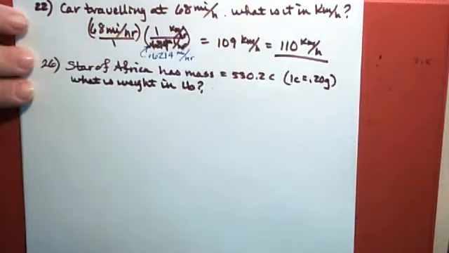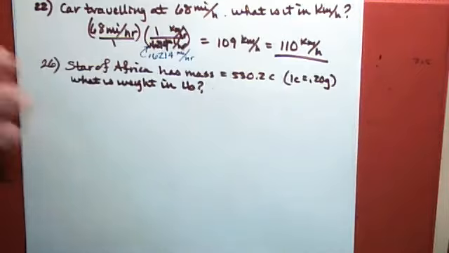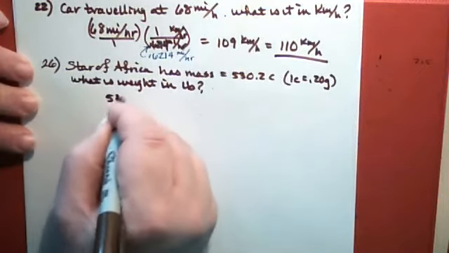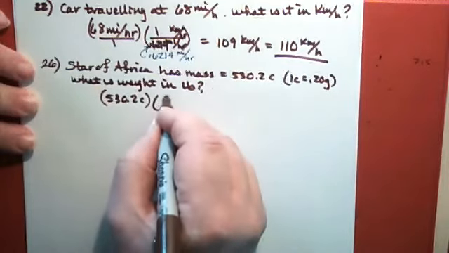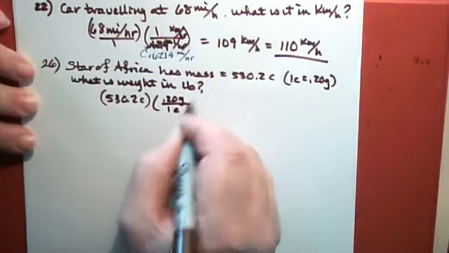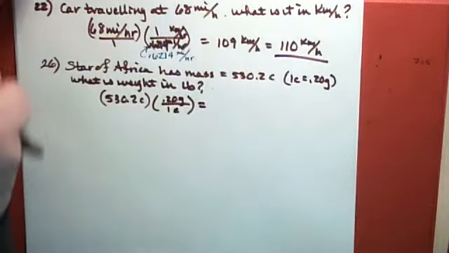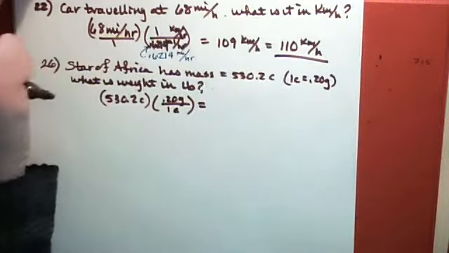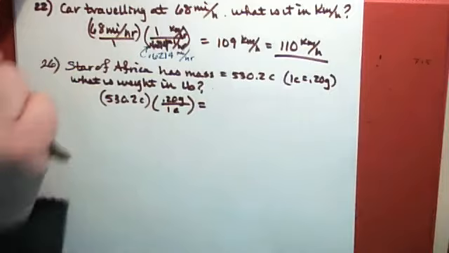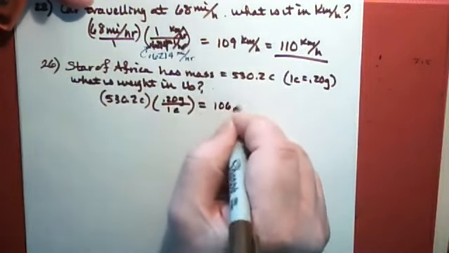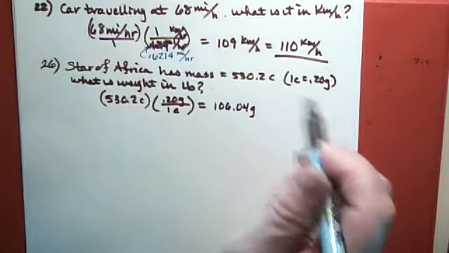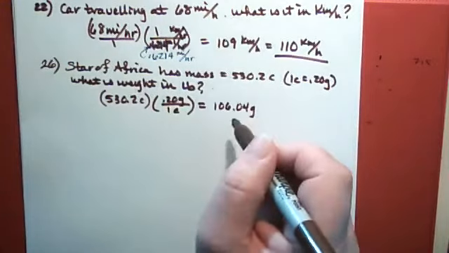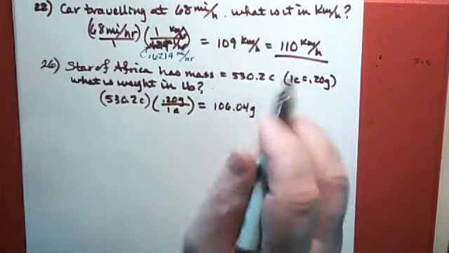Well, that's given to us in carats, and they give us the conversion between carats and grams. So that's kind of a hint that the first thing you want to do is go from carats to grams. So 530.2 carats, and there's 0.20 grams for every carat. Okay, so 530.2 times 0.2 is 106.04 grams. That's too many significant figures, but this is an intermediate answer, so that's okay.